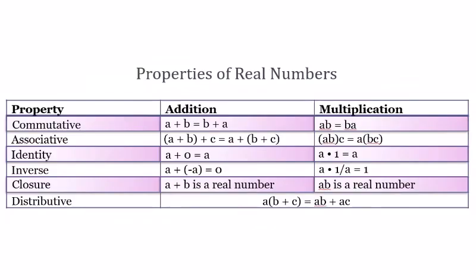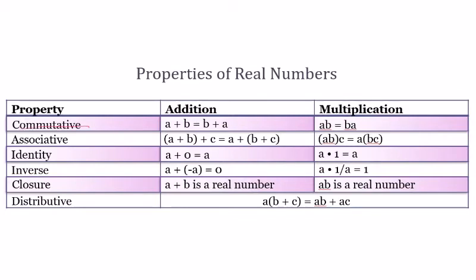All right, now let's talk about properties of real numbers. In properties of real numbers, we have a few, and some books have more than others. But anyway, we'll go through the properties in our book. So we have addition and multiplication properties. Each of these, except for distributive, applies to both.